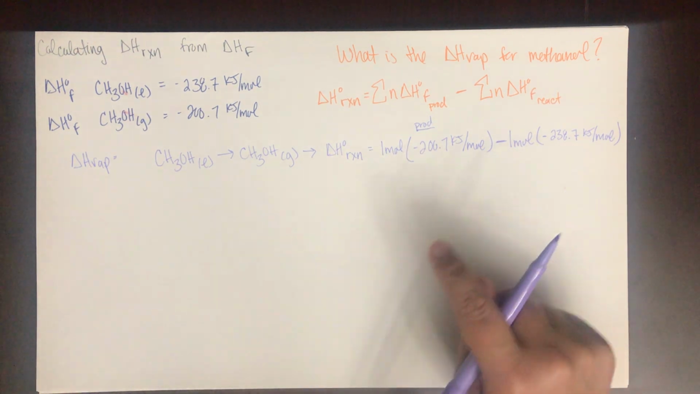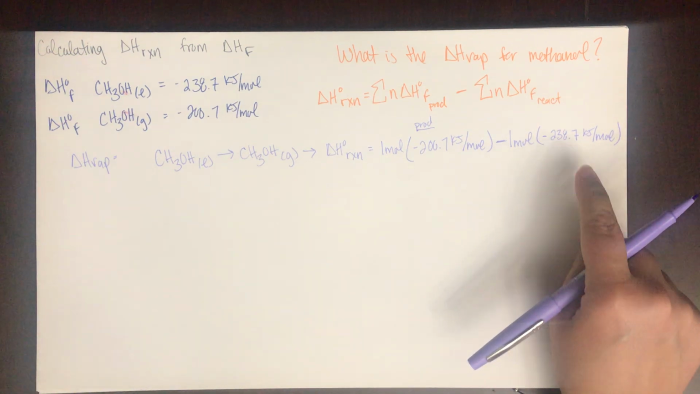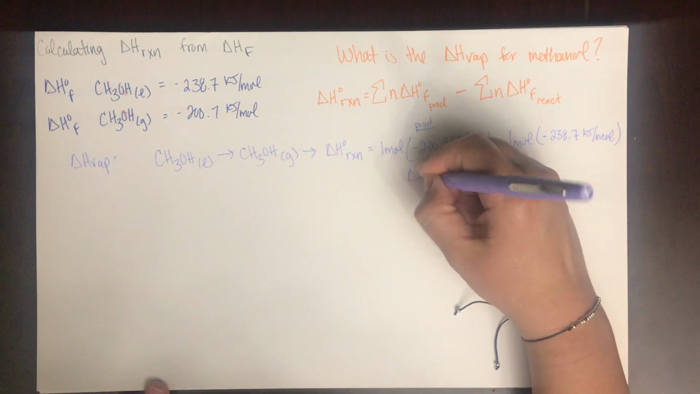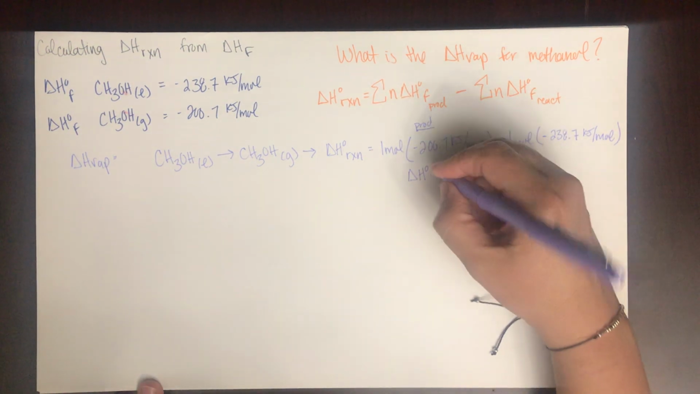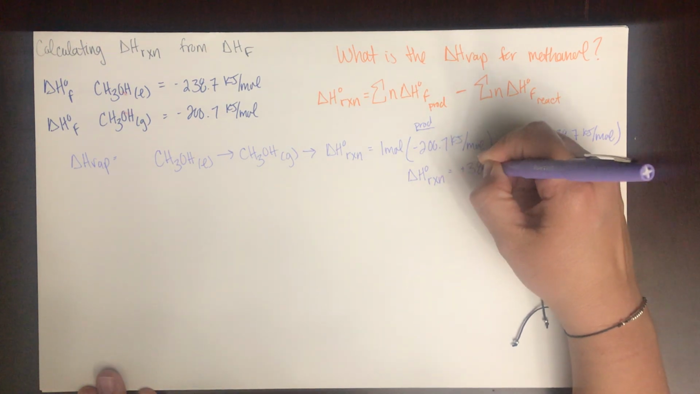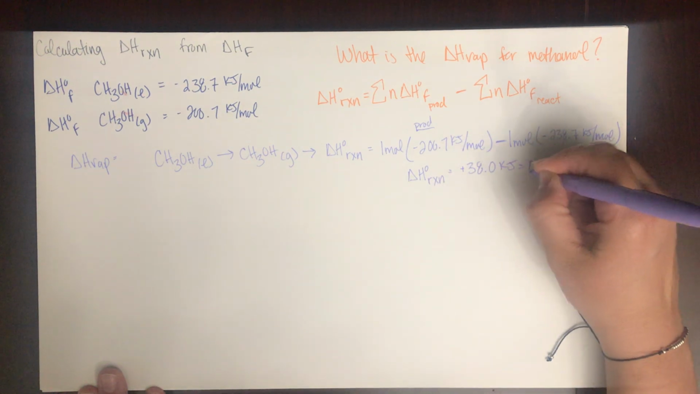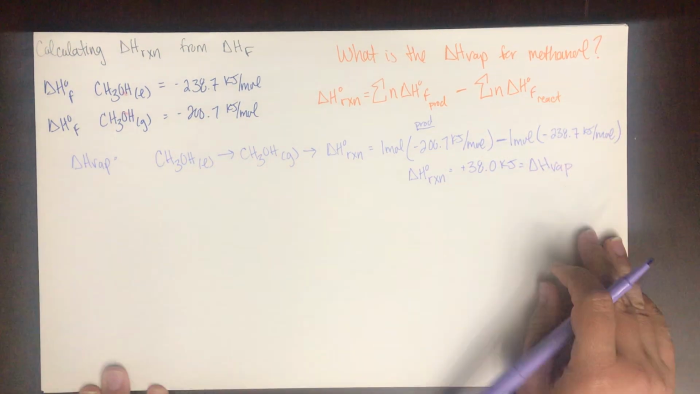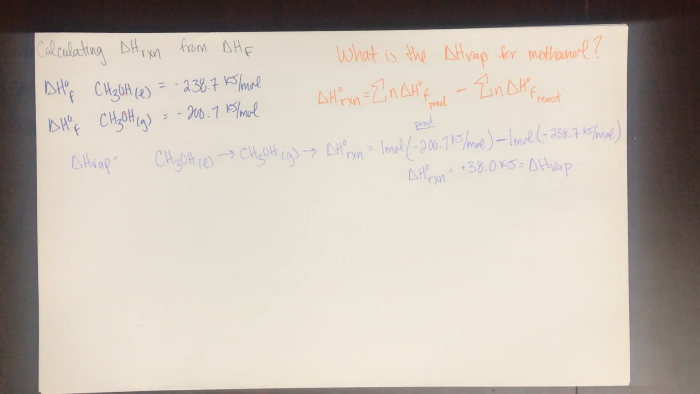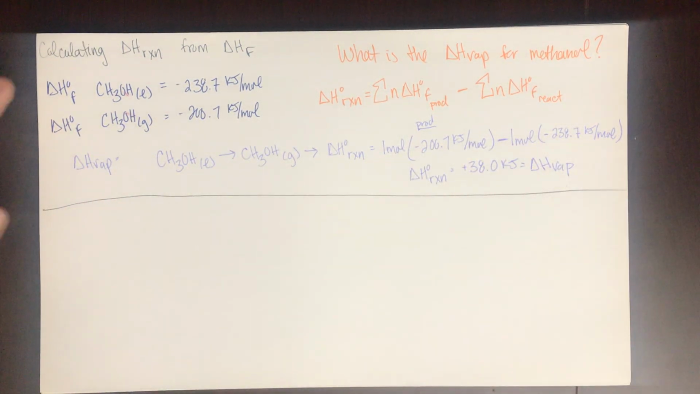So 1 times negative 200.7 minus 1 times negative 238.7, the standard enthalpy change for this reaction equals positive 38.0 kilojoules. And this is also the heat of vaporization. This is just kind of a special case. So let's look at another one. So I'm going to write it out and then we'll work through it.